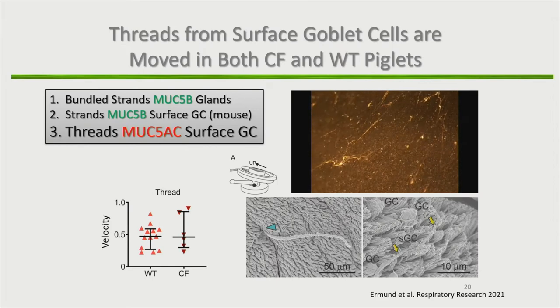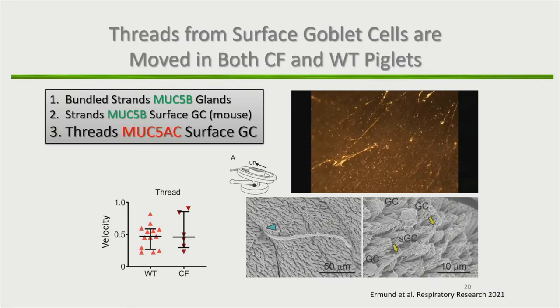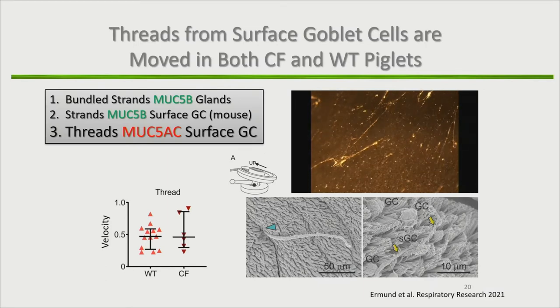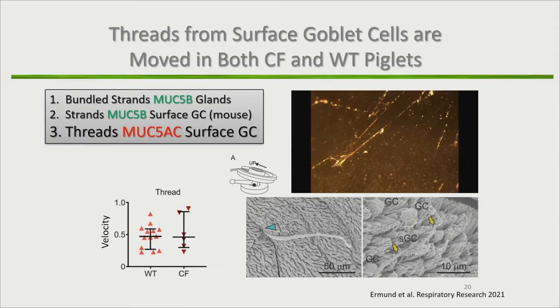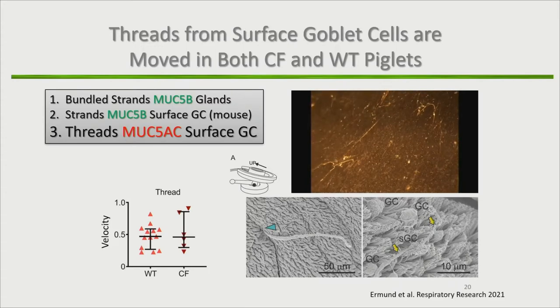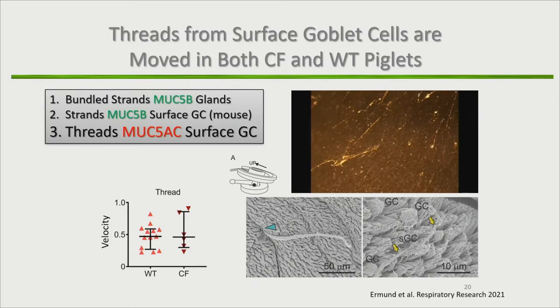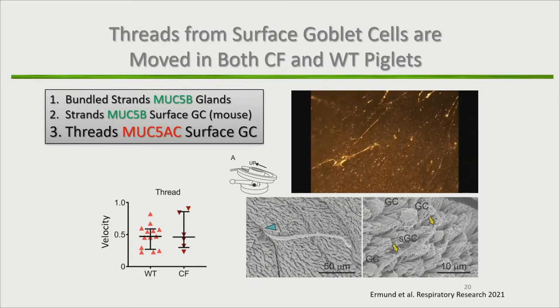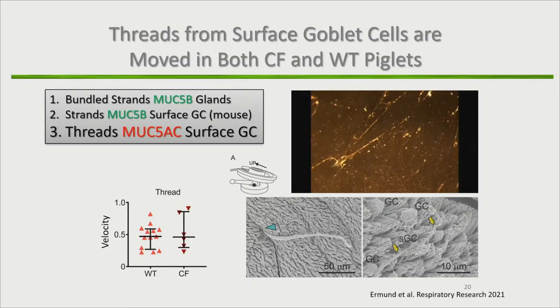This is also to show that, as pointed out from Iowa, there are also thin threads coming from the surface, which is mostly 5AC here. You don't really see the threads, but you see that it brings things with it, and it's moving things also upwards with the cilia beating. And as we can understand it, there's no difference in the CF and non-CF in how this works, as you can see here.